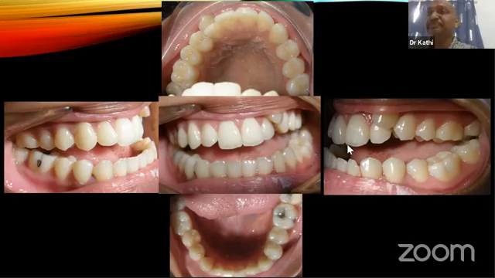So this is after pictures. You can see he has a procedure that just involved the mandible, because the proclination of the upper incisor can be corrected by orthodontics. So he just had to do surgery on the lower incisors, on the lower mandible. So this is how he ended up. The occlusion.